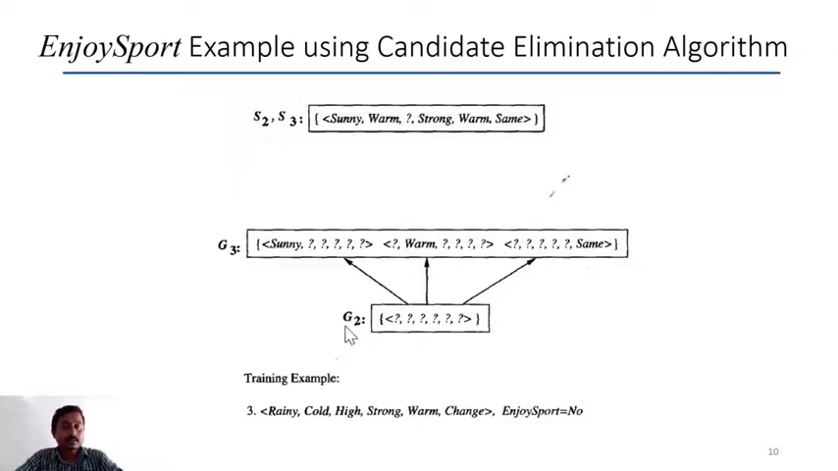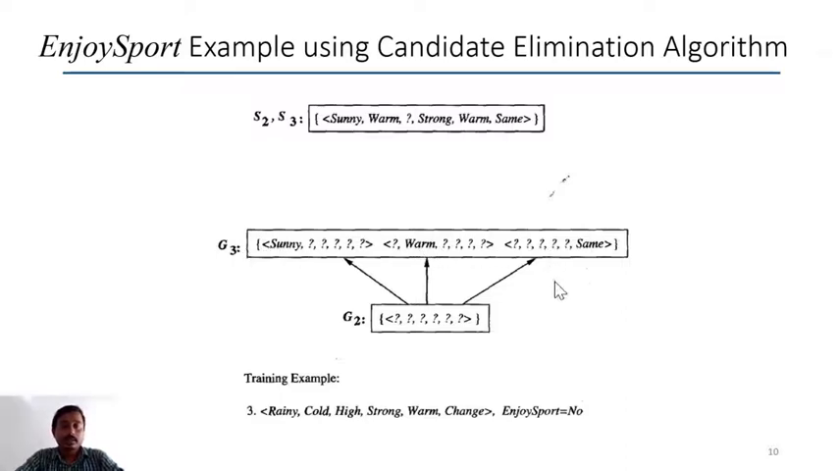Then G2 is overly general for this example, and it is accepting this one, so it will classify this training example as the positive one. That's why we have to make it more specific. So in order to make it more specific, G2 will become G3, which is a collection of these hypotheses.